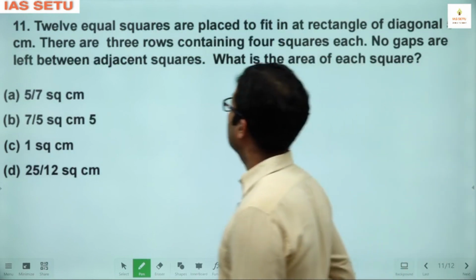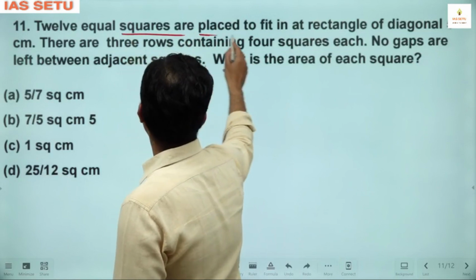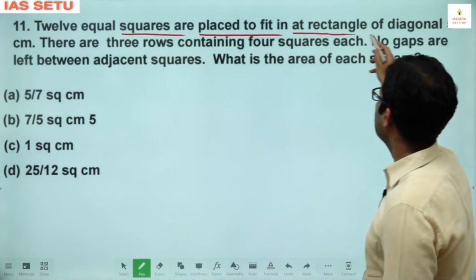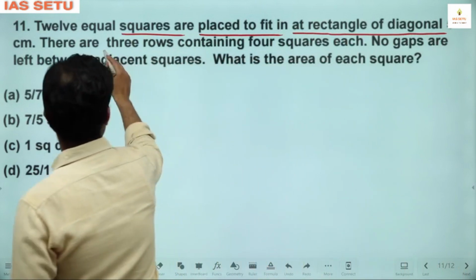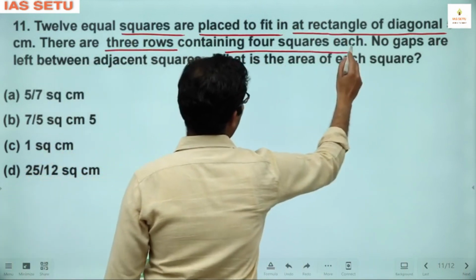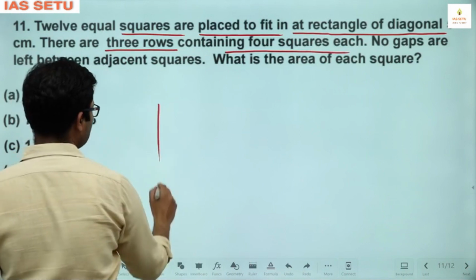Question number 11. 12 equal squares are placed to fit a rectangle of diagonal 5 cm. There are 3 rows containing 4 squares each.